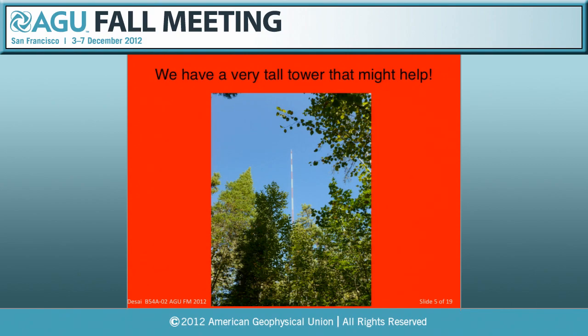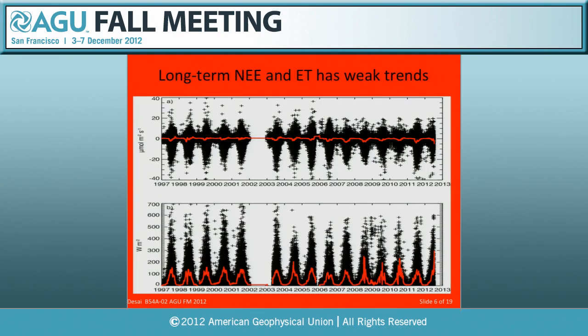So what do I do? Well, I do a lot of flux tower work, and I have a very tall tower. It's taller than yours, and it might help. It's 447 meters, and we measure fluxes of CO2, H2O, and methane, and a few others. I'm just going to focus on the CO2 fluxes today. The nice thing about a very tall tower is it can really start to estimate the canopy-scale, stand-scale fluxes. So here's a record.